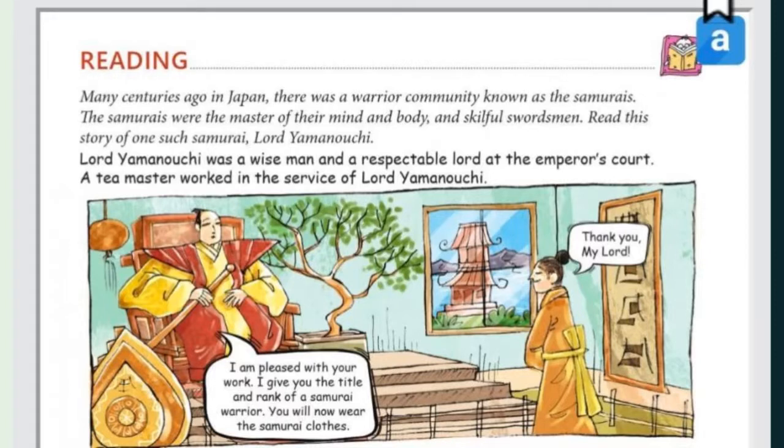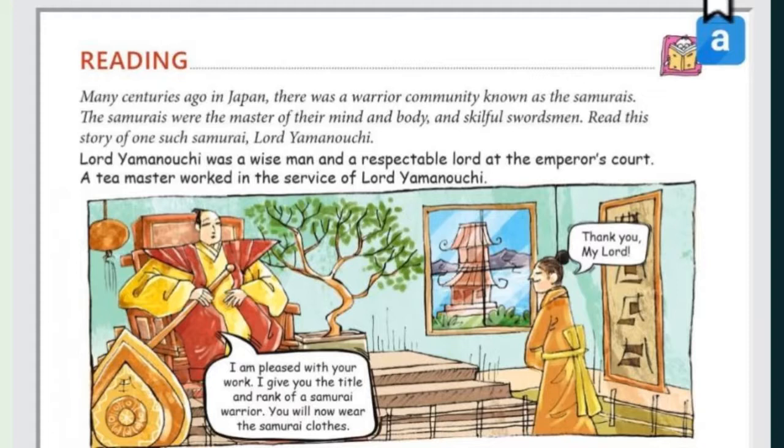Students, many centuries before, in Japan, there was a warrior community. Warrior means they are fighters, professional fighters. They will fight for their country. So we can call those people samurais. They are masters of their mind and body and skillful swordsmen also. So now we are going to see the story of one such samurai known as Lord Yamanouchi. Lord Yamanouchi is a wise man.